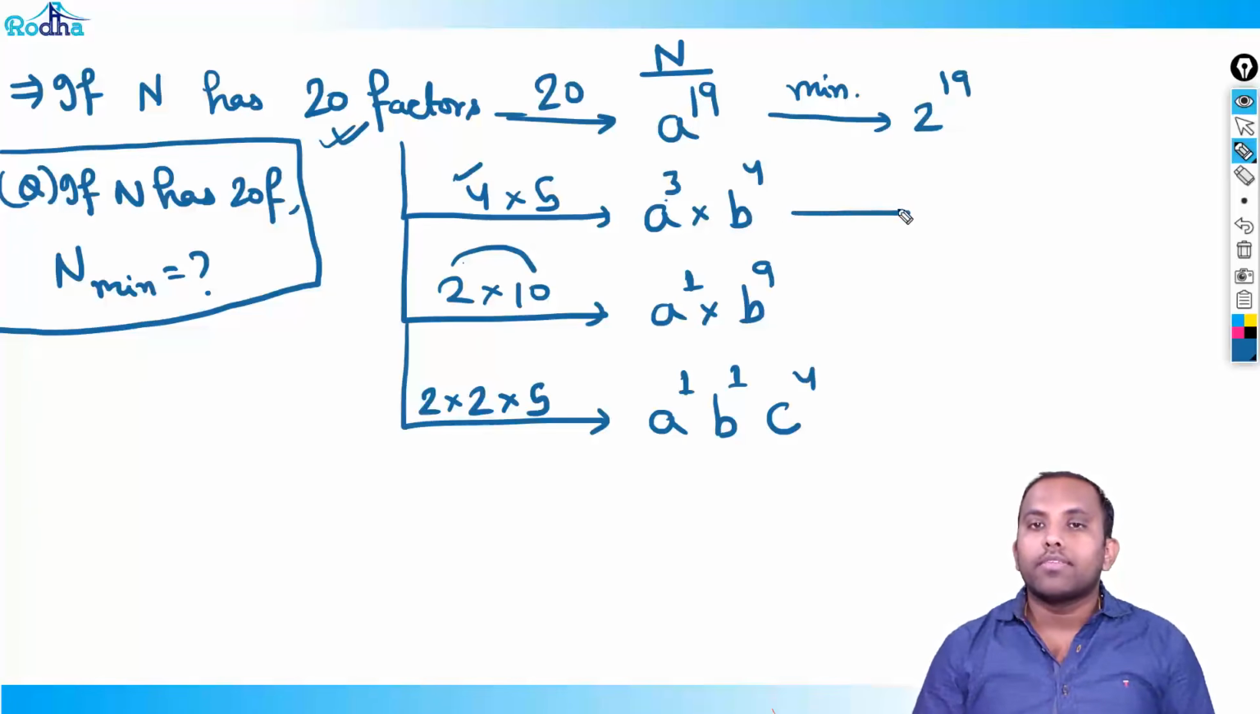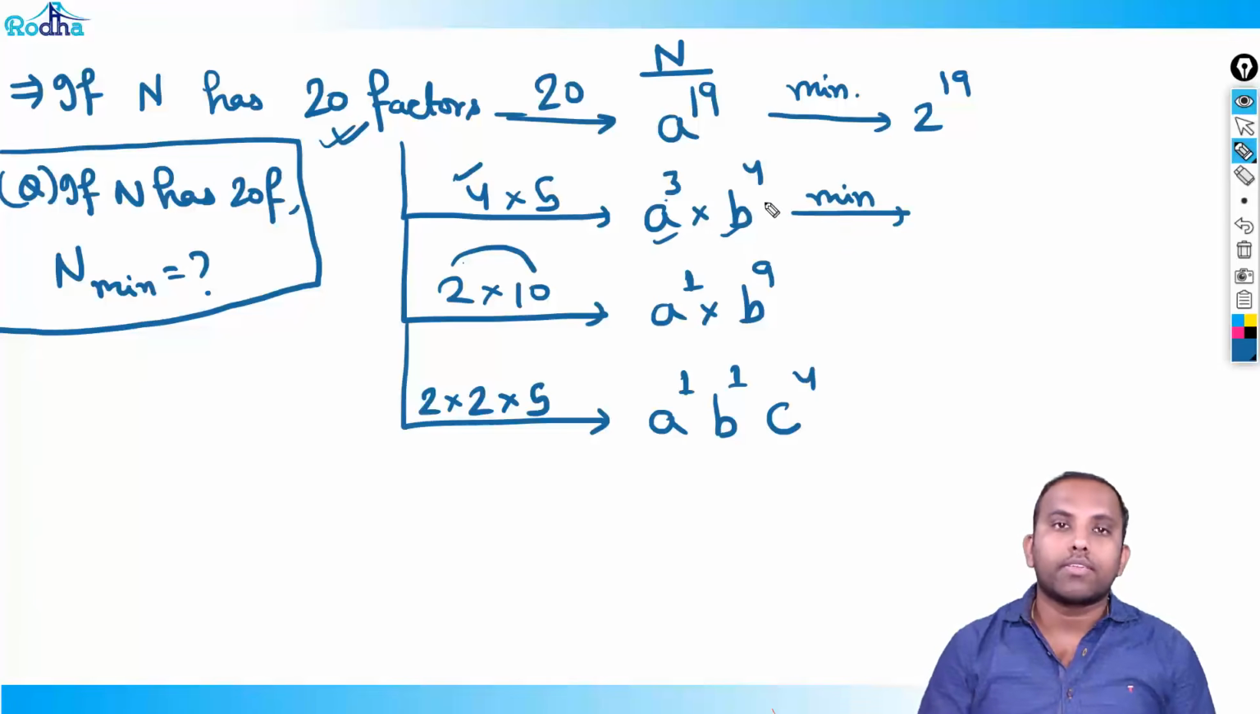What is the minimum value in this case? The minimum value of A cube into B raised to 4. I know that A and B are prime numbers, that's how factors are written in this form. So where A and B are prime numbers, I have to assign the minimum values to A and B. The 2 minimum prime numbers available are 2 and 3. But we have to assign them so that we get the minimum value, right?